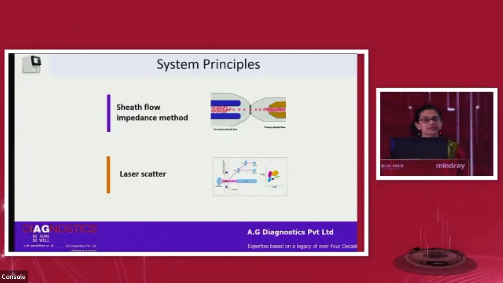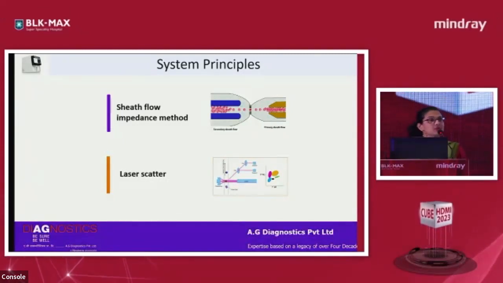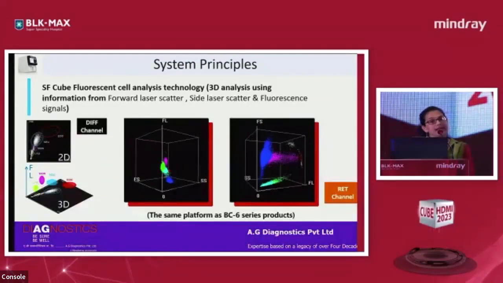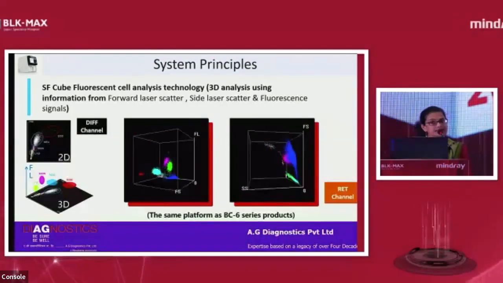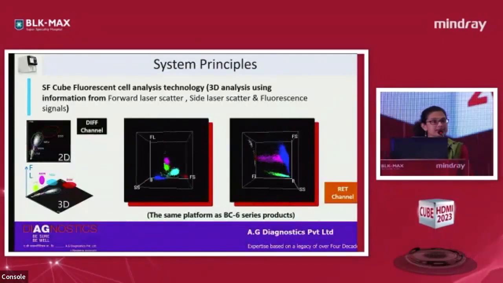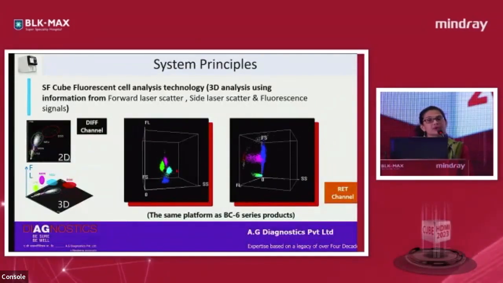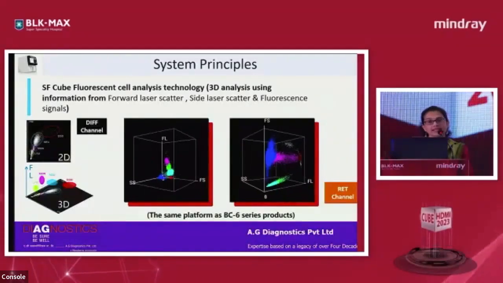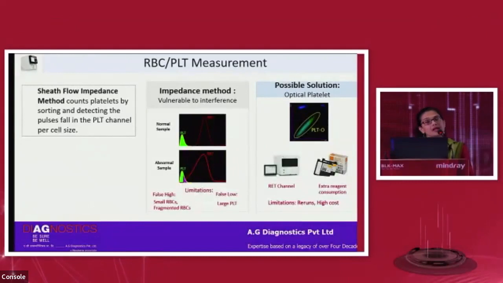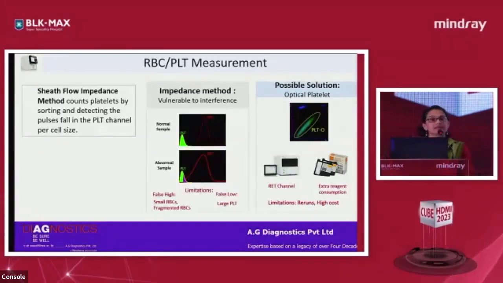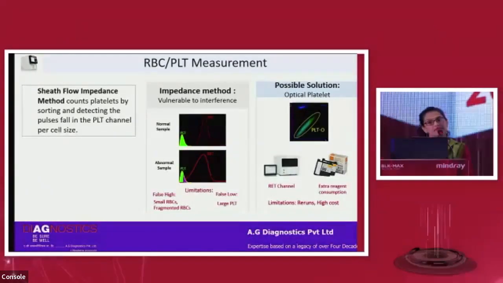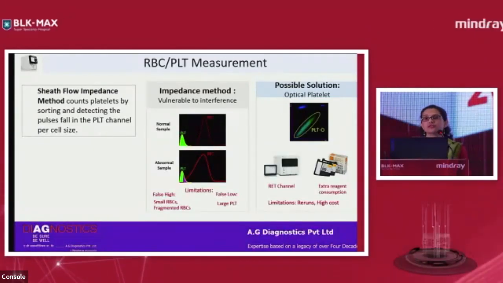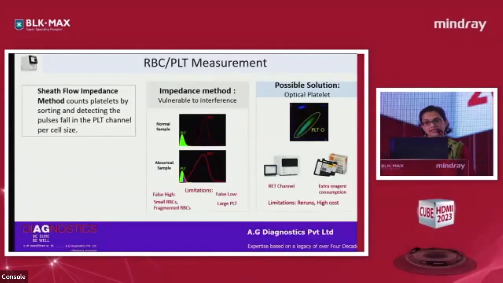Going through the principles, it applies the sheet flow impedance method for RBCs and platelets, laser scatter, and the SF Cube fluorescent cell analysis technology for the WBC differential. This involves 3D analysis using information from forward laser scatter, side laser scatter, and fluorescent signals. Platelets are measured by the sheet flow impedance method, which counts platelets by sorting and detecting the pulses falling in the platelet channel per cell size.